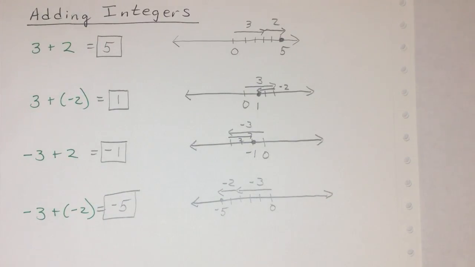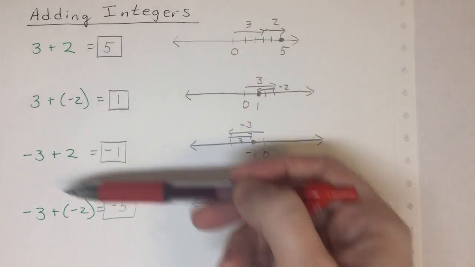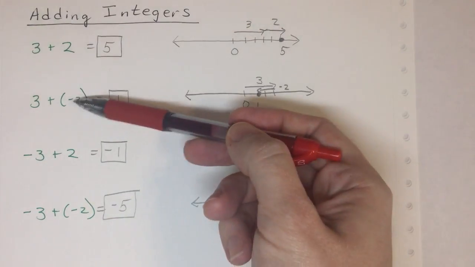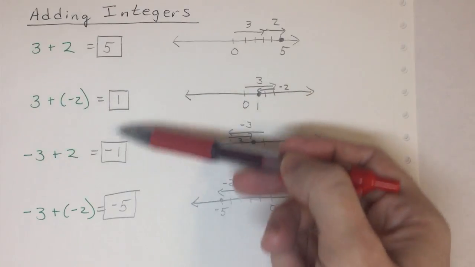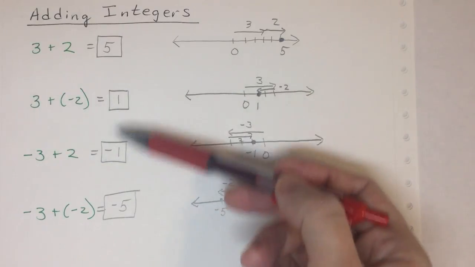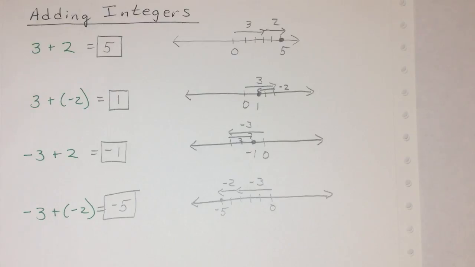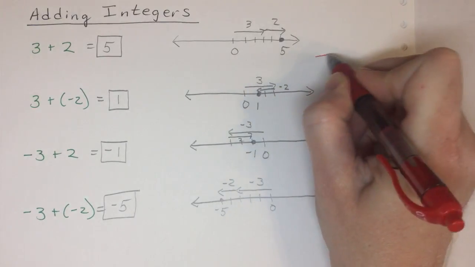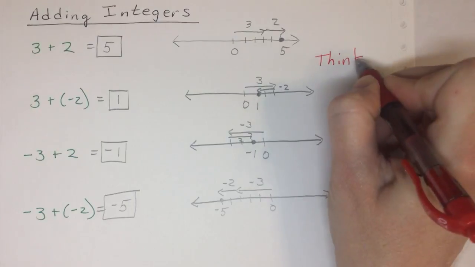Now, we do have a mathematical definition for adding integers involving the absolute value of the numbers. If we have the same sign, we add the absolute values, and if we have opposite signs, we subtract the absolute values and keep the sign of the number that has the larger absolute value. That is mathematically correct. That is needed a good bit later on.